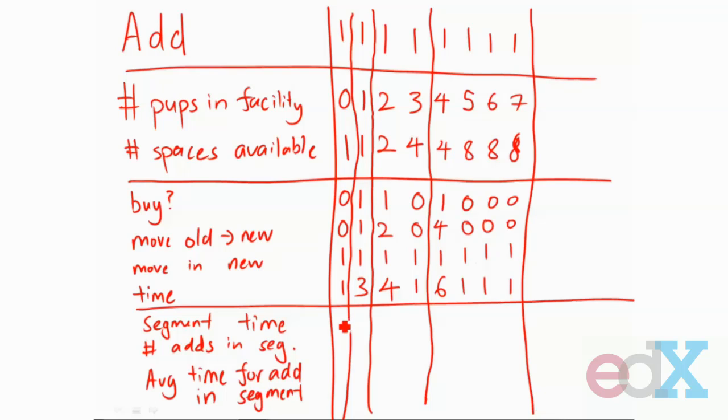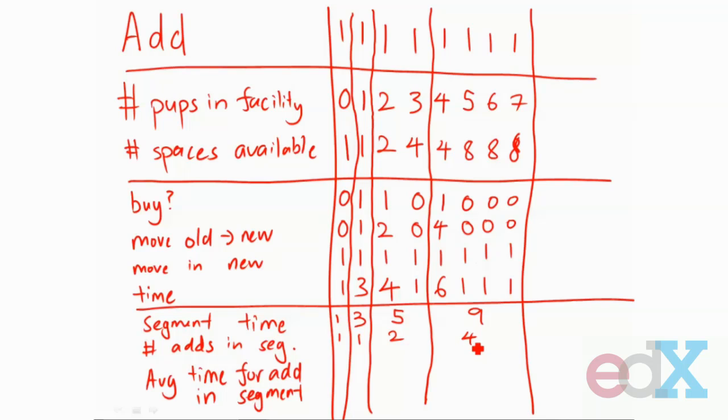In the first segment, he took 1 unit of time. The second segment, he took 3 units of time. Third segment, he took 5 units of time. The next segment, he took 9 units of time. The number of adds in each segment: the first one had 1 add, second one had 1 add. He had 2 adds here. And the third one, he had 4 adds.